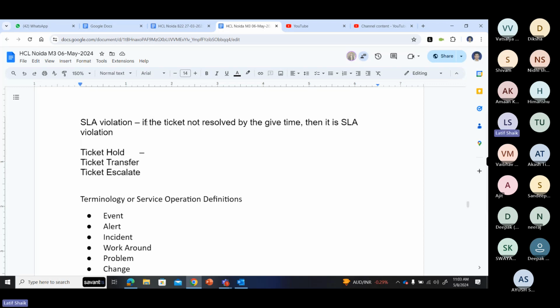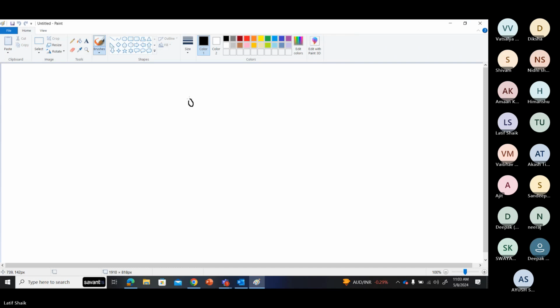Okay. What is ticket holding? For example, an issue occurs and you got 8 hours of time. That is my example, right? Sometimes an issue occurs, you notice that issue, you open the ticket, so you are the person responsible to complete the solution.